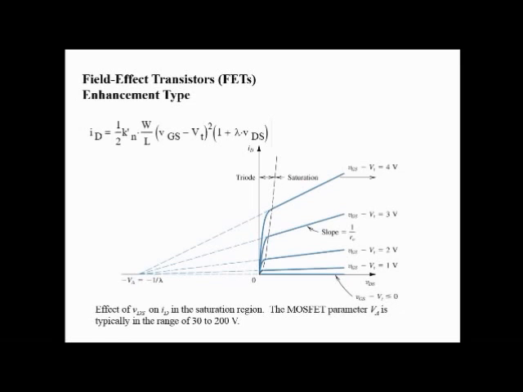Now this plot shows the effect of VDS on ID in the saturation region. The MOSFET parameter VA is typically in the range of 30 to 200 volts, and generally all these plots mainly depend upon the voltage VGS. As the voltage increases, the saturation becomes steeper. With low VGS it is less steep and we get the saturation current more easily.